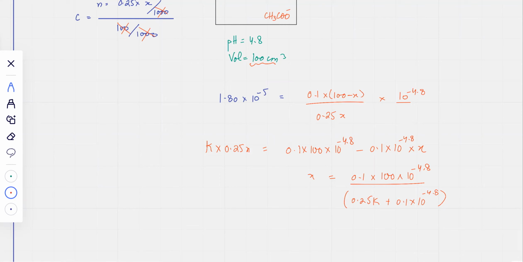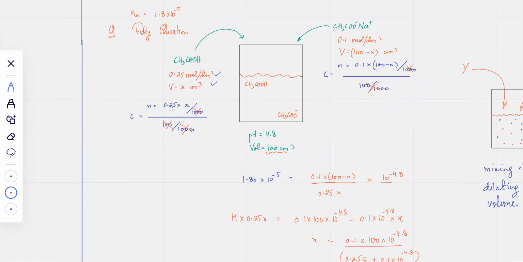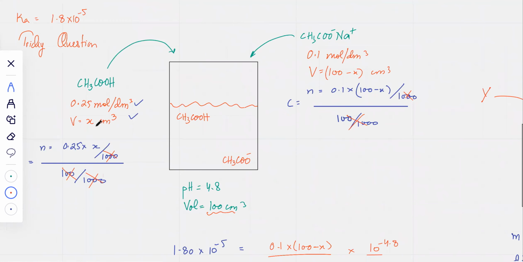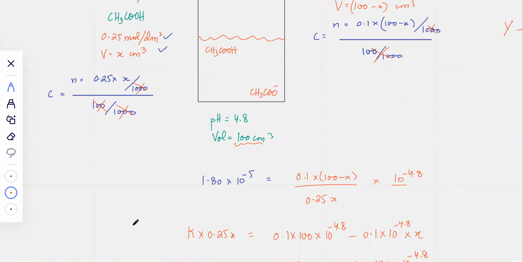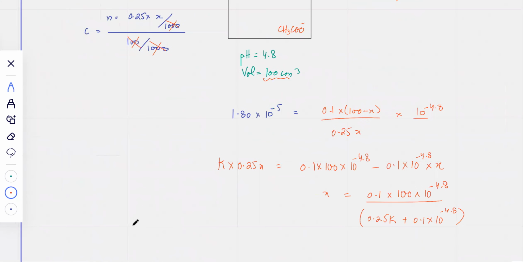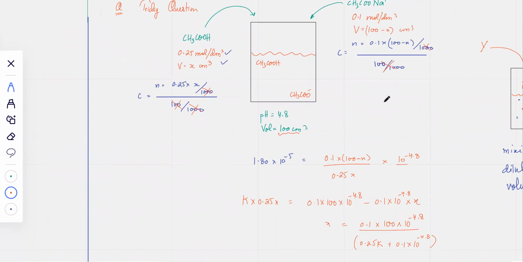Did we make any mistakes? Just a second. Let me carefully go over this. This is 0.1 times 100 minus x. That's the volume, right? No issues there. This is 0.25 times x. So that's your moles. The other things would get cancelled out eventually. Conjugate base divided by acid, so it's going to be Ka divided by the conjugate base concentration 0.1 times 100 minus x divided by 0.25x into 10 to the power minus 4.8. And we took this to this side.